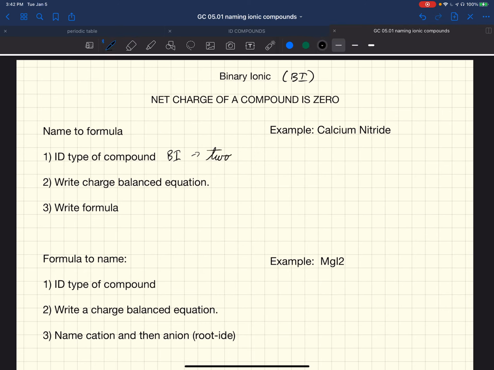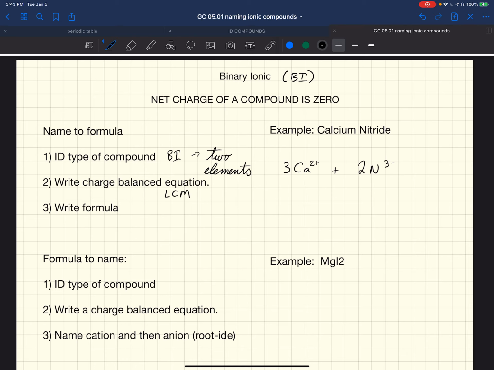And one of the things that I'll talk about with people here is using the least common multiple of the absolute value of the charges. So I have a 2 and I have a 3, which means the least common multiple here is 6. So it would take me 3 calcium ions to get to a positive 6, and it would take me 2 nitride ions to get to a negative 6. Okay, so there's my charge balance equation.